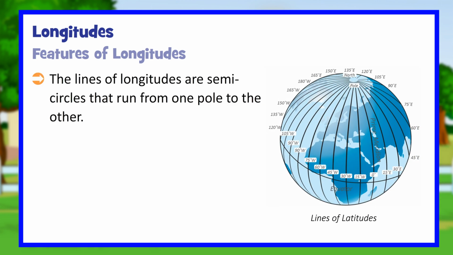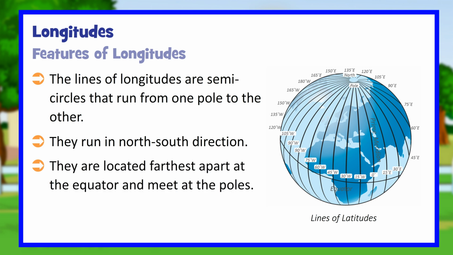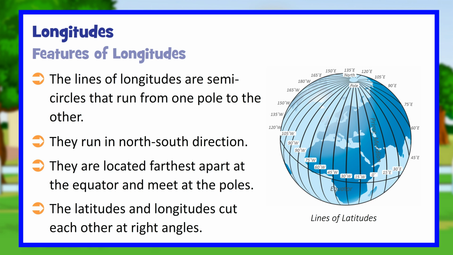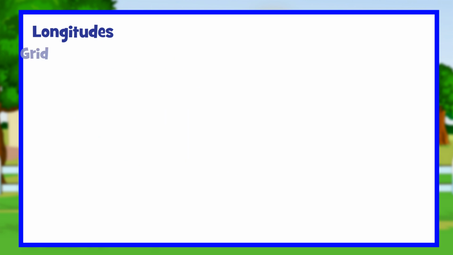Features of longitudes. The lines of longitudes are semicircles that run from one pole to the other. They run in north-south direction. They are located farthest apart at the equator and meet at the poles. The latitudes and longitudes cut each other at right angles.